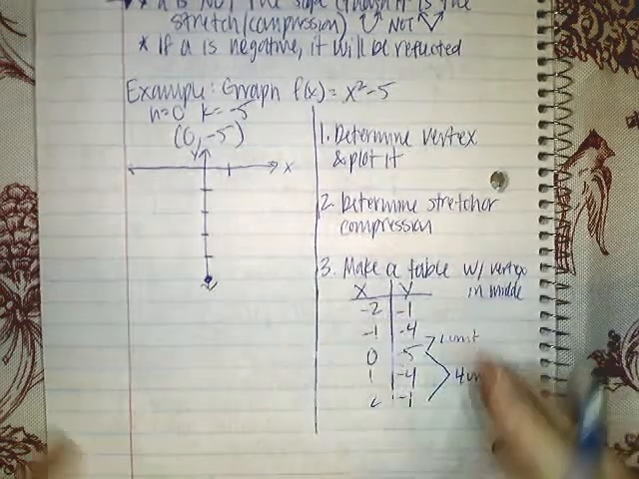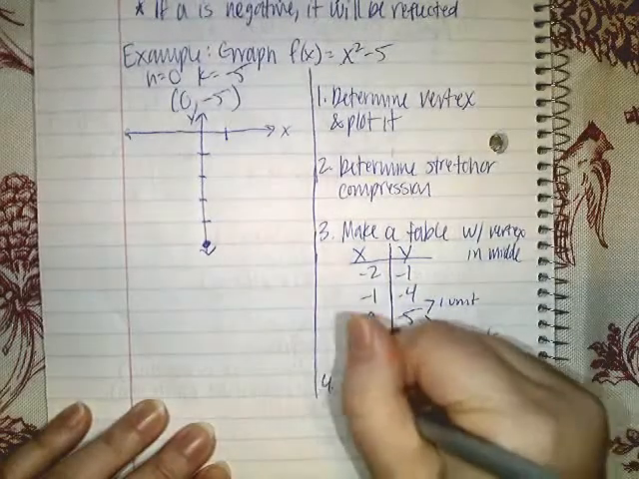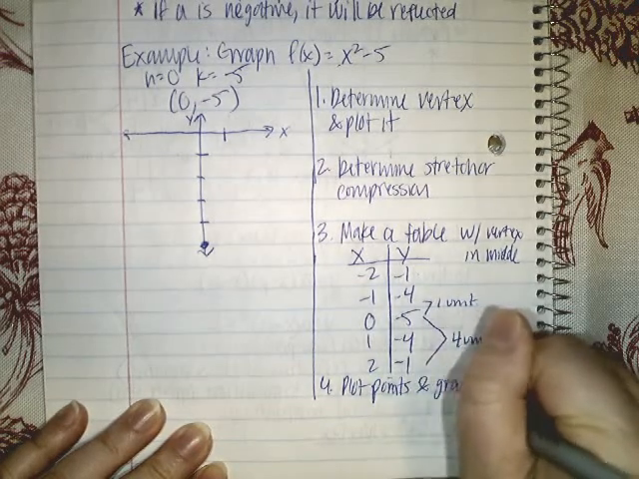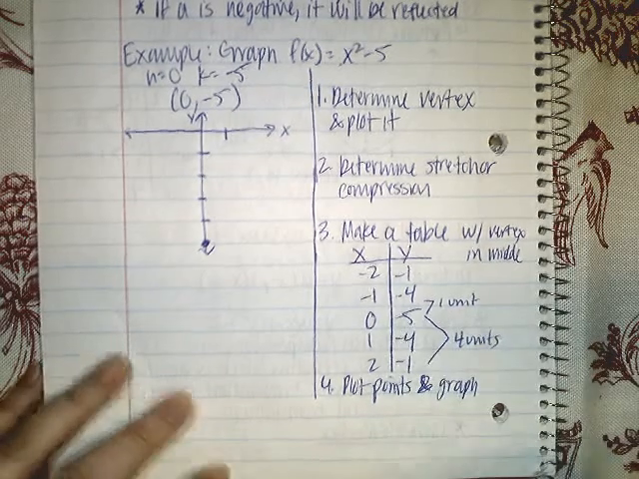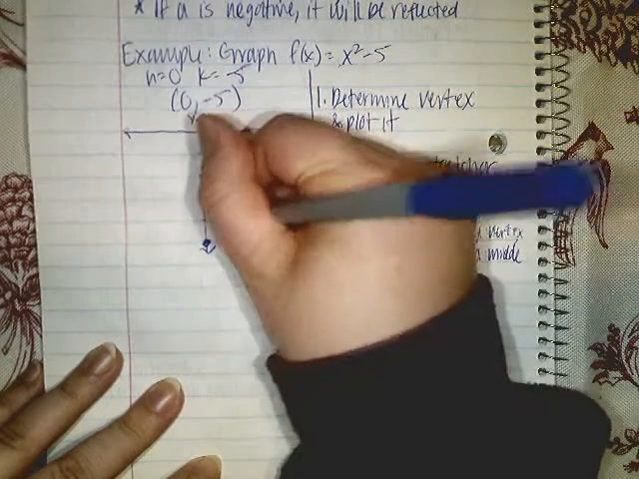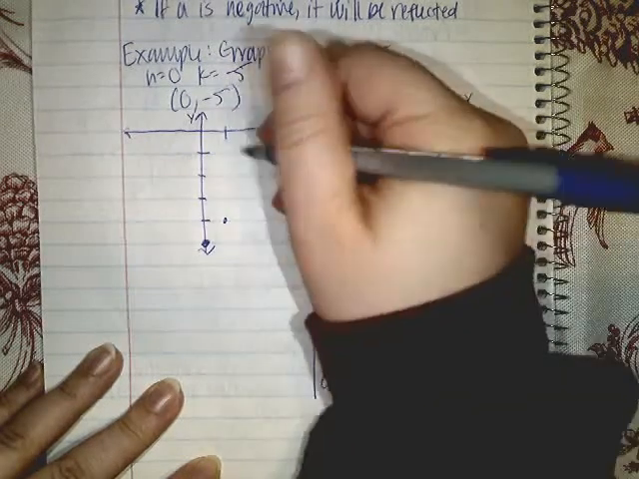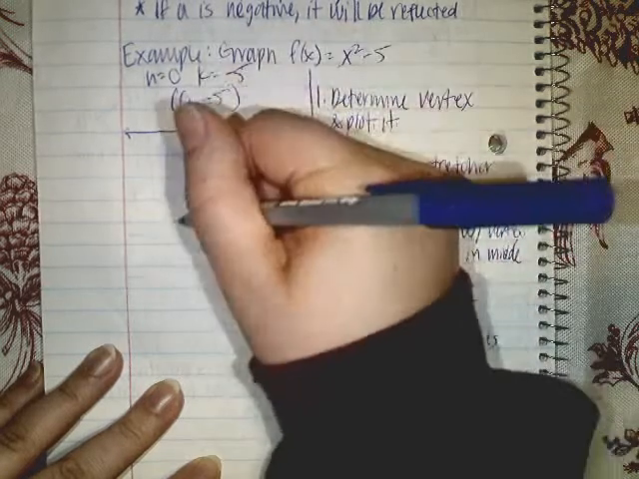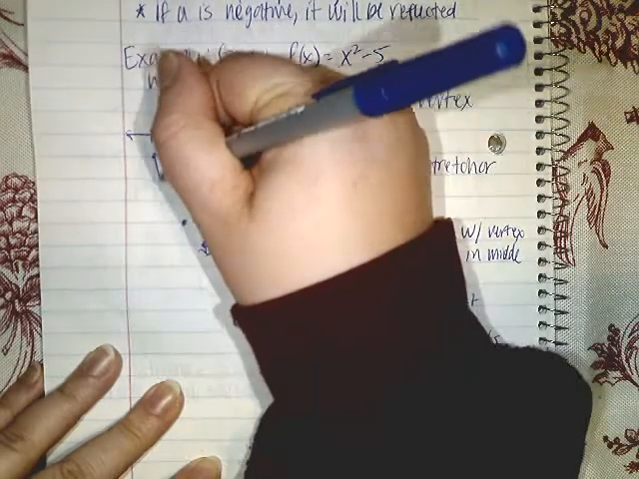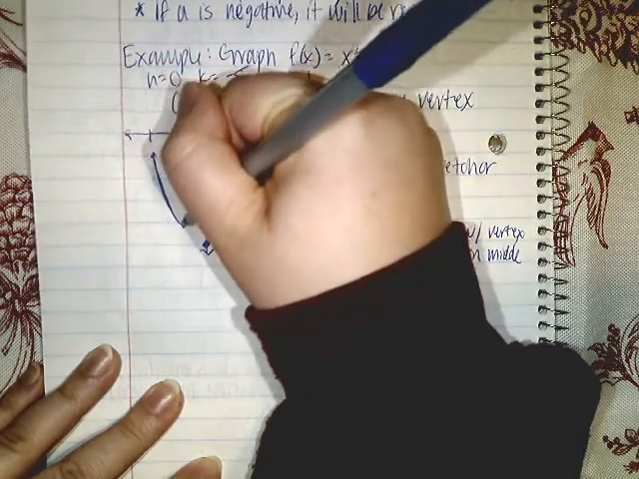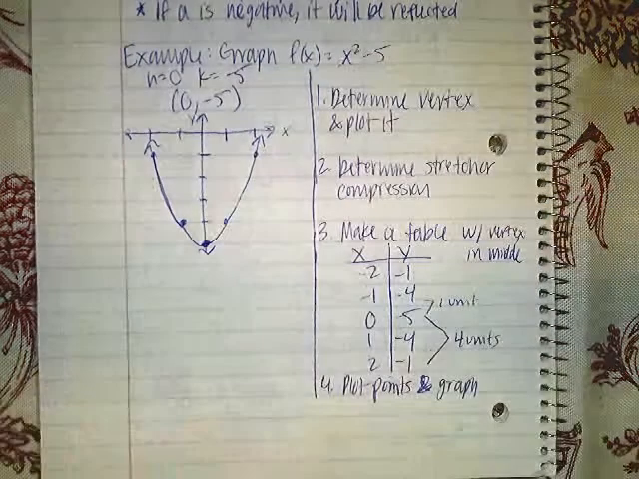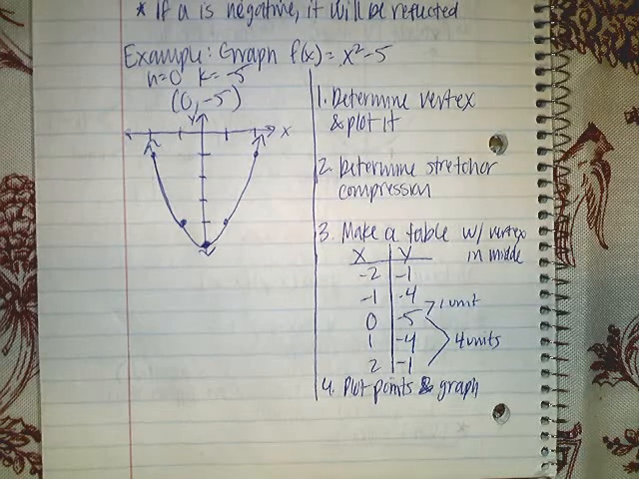So step 4, it's going to be to plot points and graph. So I can plot my points. I have -1, -4, and then 2, -1, so 2, -1. And then I do the same thing on the other side. And then I connect my dots. Sorry, bear with me. This is not my best parabola. So then I have my parabola all plotted out.